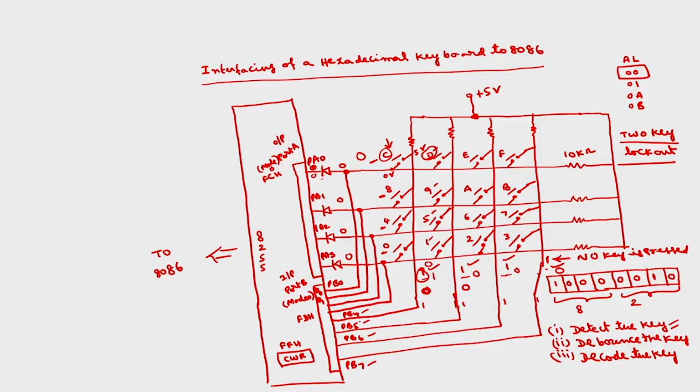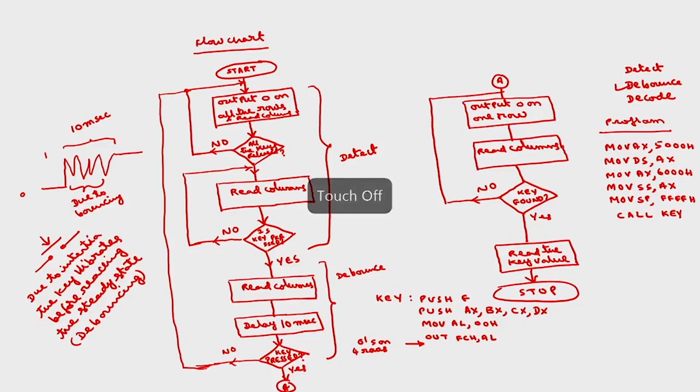So how to check these last 4 bits of port B? For that you have to write in. I have to take the data into AL. In AL comma the port B data, whose address is FDH.